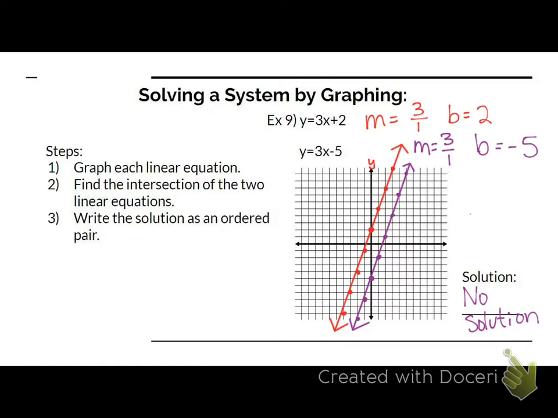Now, some of you may have already noticed this. What was special or true about this problem from the very beginning? What did those lines have in common? The same slope. Anytime two lines have the same slope but different y-intercepts, so same m but different b's, there will be no solution. If they have the same m and the same b, that's when we got infinitely many solutions. Questions? Concerns? Need more time on this slide?